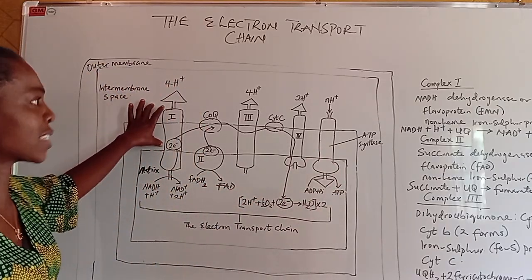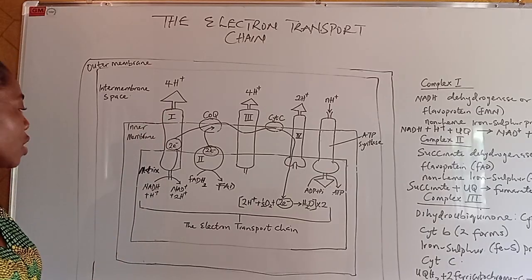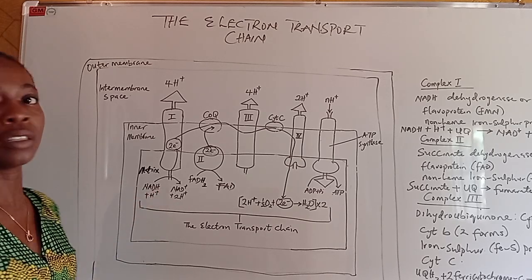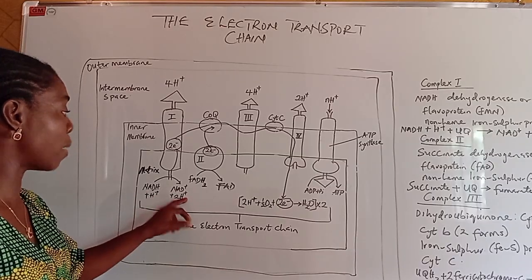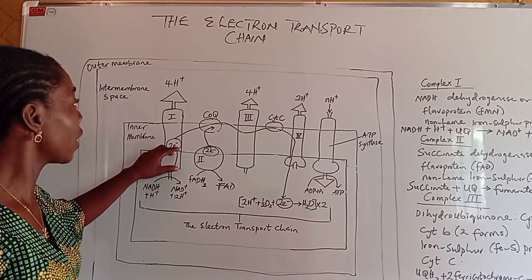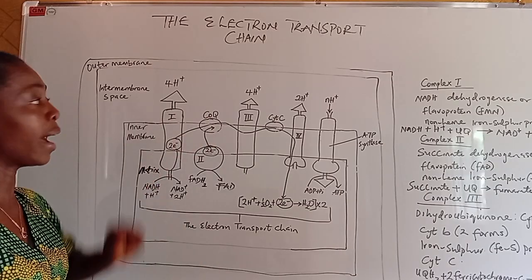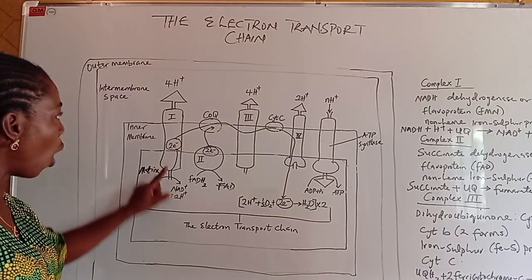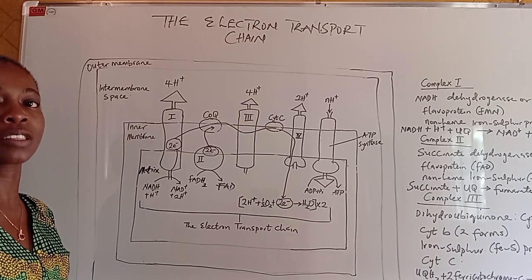Now looking at the first complex, complex 1, which we call NADH reductase or NADH dehydrogenase, the enzyme that facilitates the oxidation of NADH from the TCA cycle or glycolysis back to NAD to continue its process. And then the electrons extracted by this complex 1 are transferred to ubiquinone to become dihydroubiquinone. Complex 1, while it does that, pumps 4 protons from the matrix to the intermembrane space.